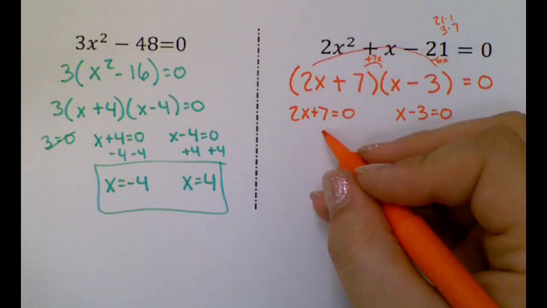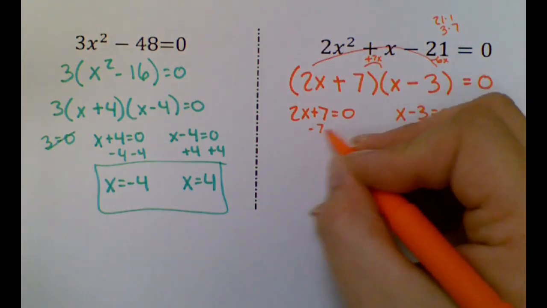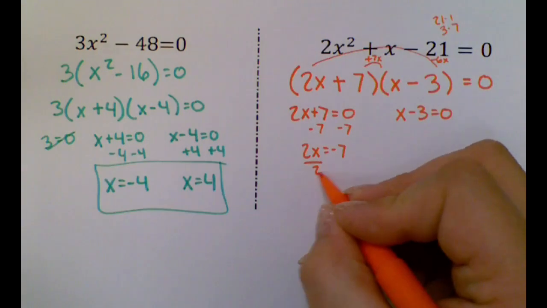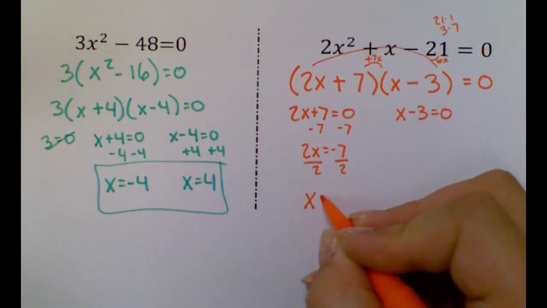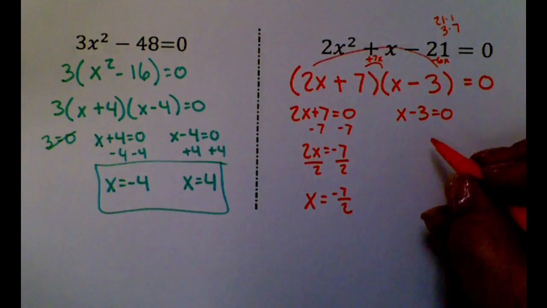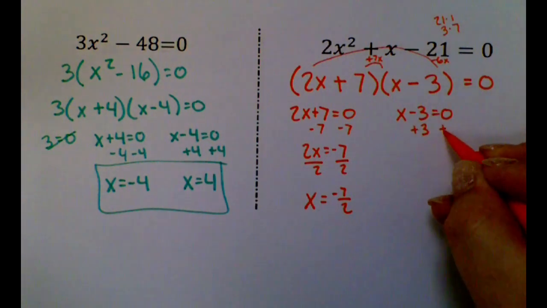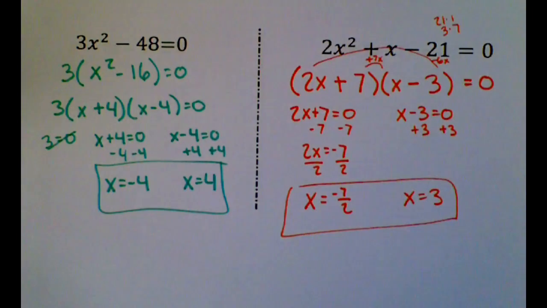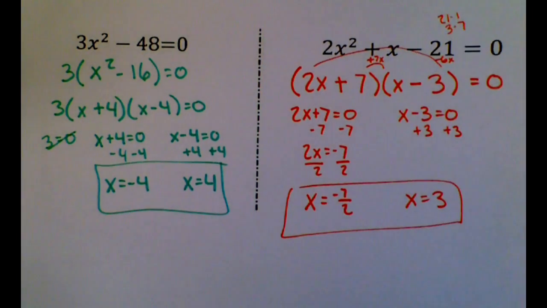For 2x plus 7, I have to do two steps now. I subtract the 7, giving me 2x equals negative 7, and then divide by 2, giving me x equals negative 7 over 2, or negative 3.5. The other one is easier. I just add the 3, and I get x equals 3. So be careful when your factor has a coefficient in it. Your answer won't quite just be the opposite.